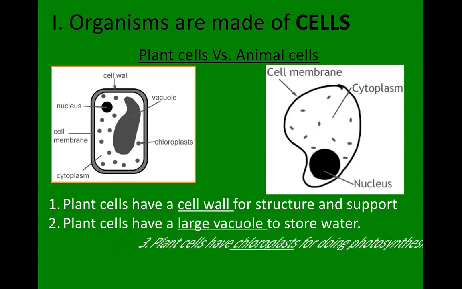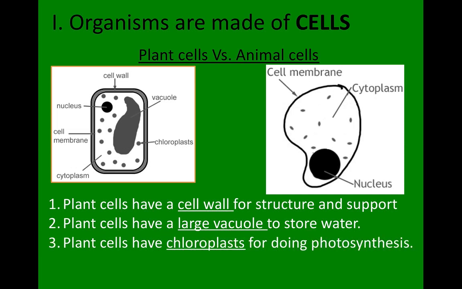And finally, plant cells have chloroplasts, and that is a part that animal cells do not have, and it's because plant cells need to be able to do photosynthesis. And we're going to get into photosynthesis in just a second. But that is what they have that allows them to do it, the chloroplasts that are full of chlorophyll. Chlorophyll is the green pigment that makes the cells look green because they're full of those chloroplasts.